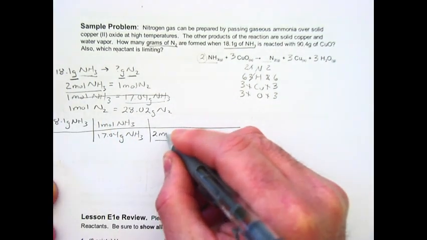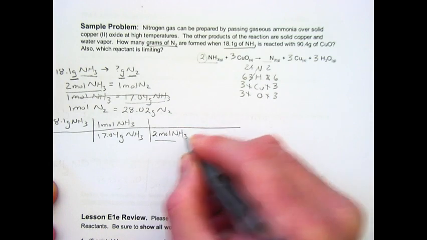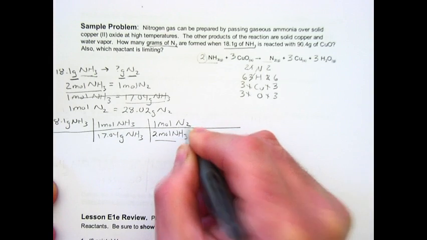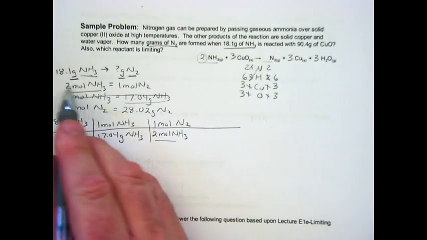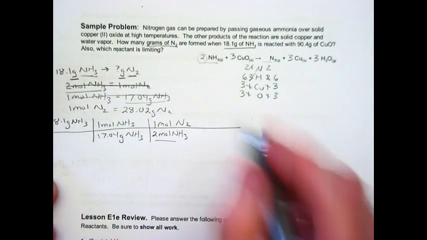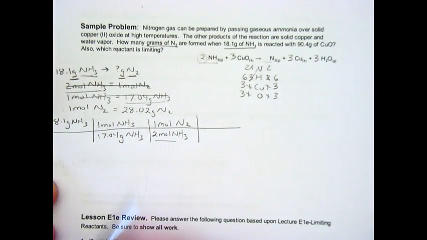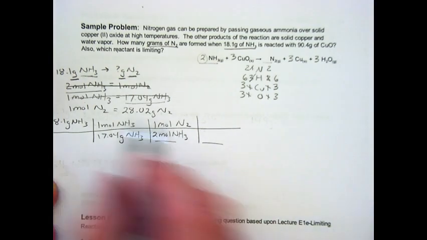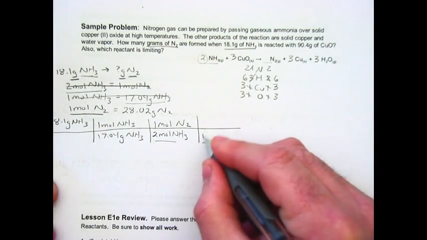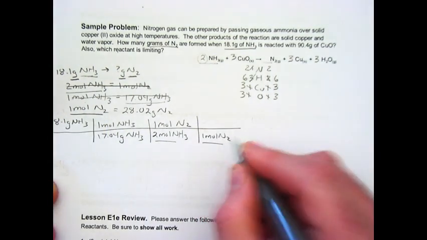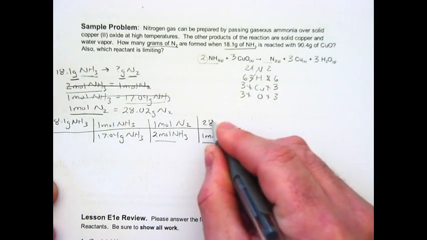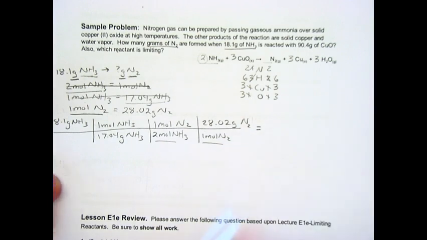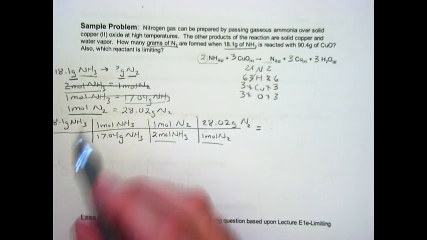I put 2 moles of ammonia, and it's equal to 1 mole of nitrogen. I cross that one out. And now I have one more vertical line. I have moles of nitrogen here, so I need moles of nitrogen there. I'm going to use these right here, and that's 1 mole of nitrogen is equal to 28.02 grams of nitrogen. I make sure everything cancels out.